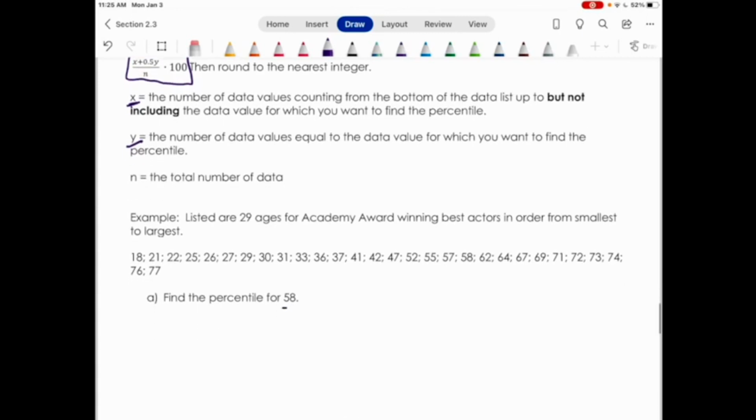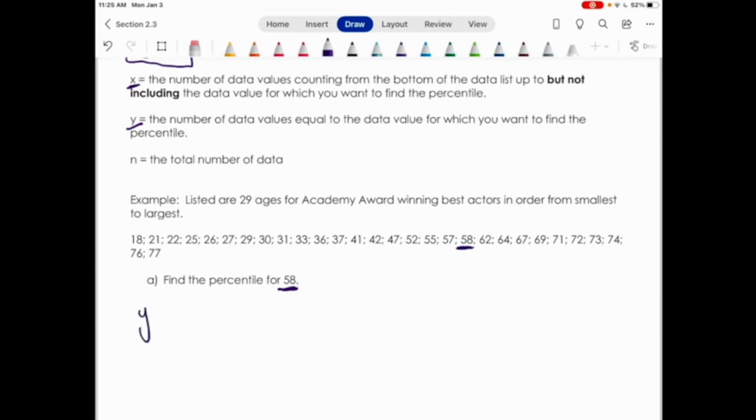We want to find the percentile for the data value of 58. Now, if these weren't sorted, we would have to sort first. So I'm looking for 58 here. Because 58 is only listed once here, y is going to be 1. Now, what x represents is the number of data values less than 58. So we need to count that. So that's 1, 2, 3, 4, 5, 6, 7, 8, 9, 10, 11, 12, 13, 14, 15, 16, 17, 18. So that means x is going to be 18.